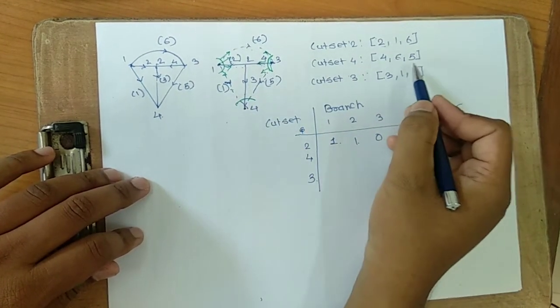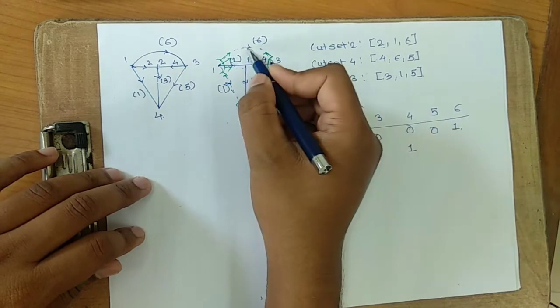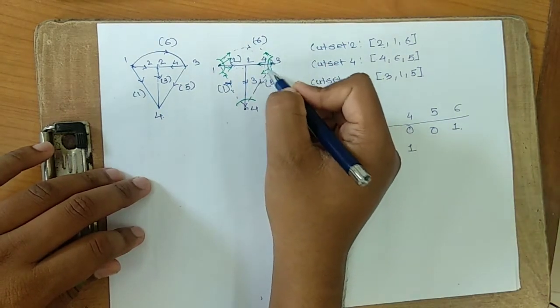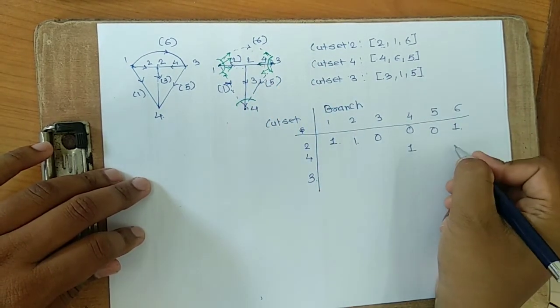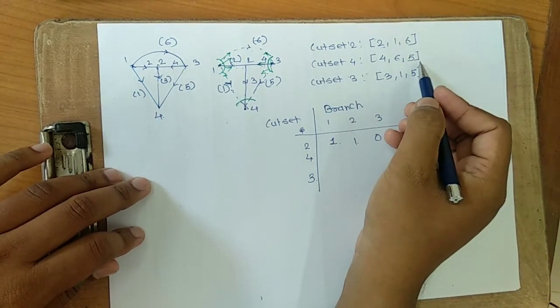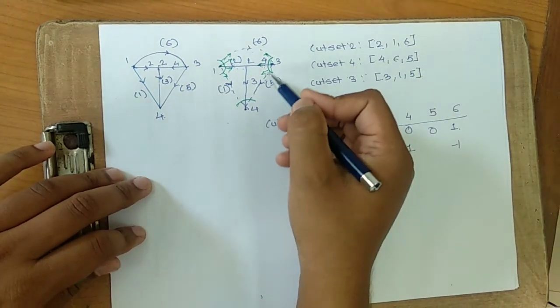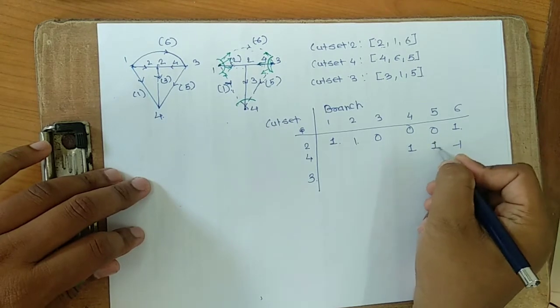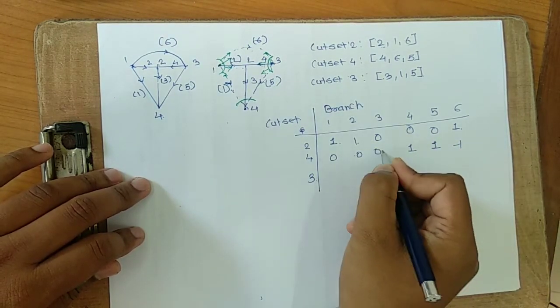similar. Next is 4, 6, 5, the 6 direction. The 6 direction is incoming and the cut set direction is outgoing, that's why it should be minus. What about the next, fifth? So the fifth direction is also similar to that cut set, that is plus 1. Others are 0.